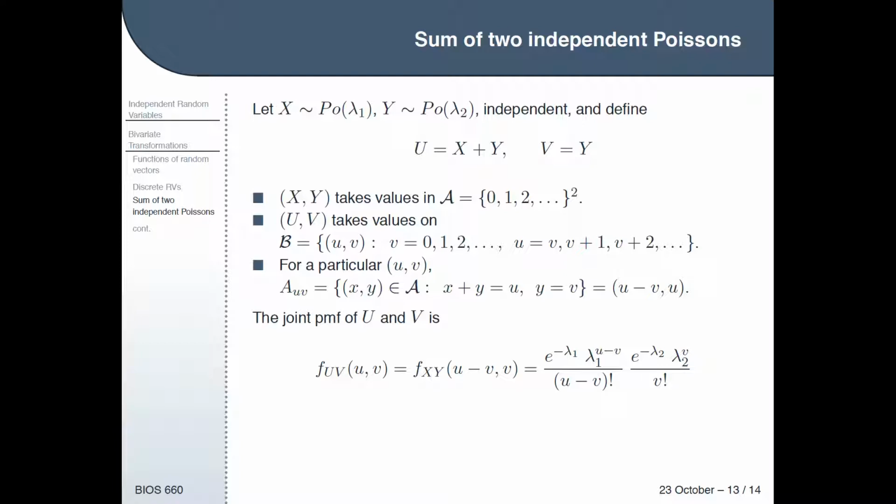Is that second one, the particular (u, v), the (u minus v, u), is that supposed to be a v? Yeah, maybe I shouldn't have used u and v because they may be hard to tell apart if you're sitting on the back row, but it's a v.